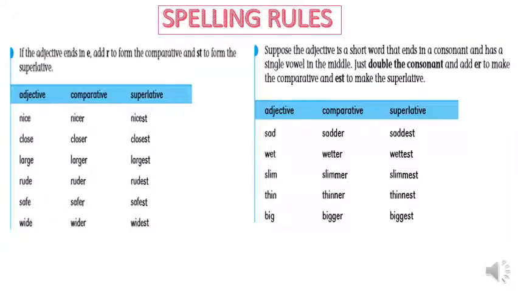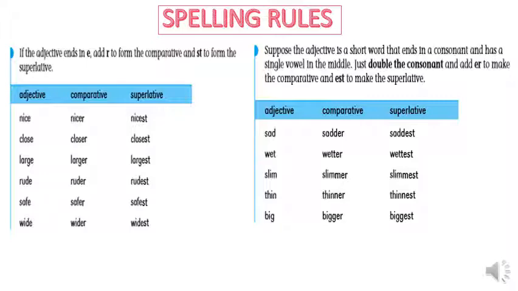Now we move to some spelling rules. Of course, I'm going to explain them briefly. If the adjective ends in E, you add R, like nice, nicer, close, closer, large, larger, and so on. Of course, in the superlative form, you add est: nicest, closest, largest, rudest, and so on.